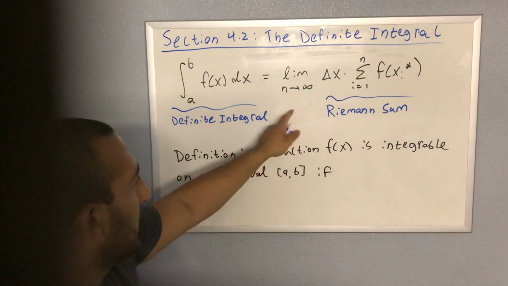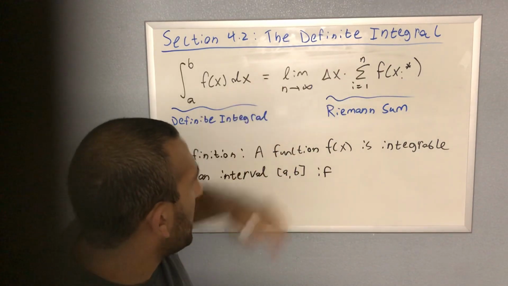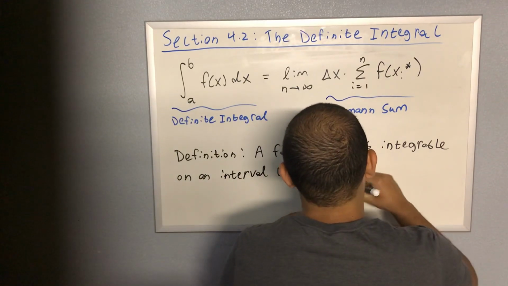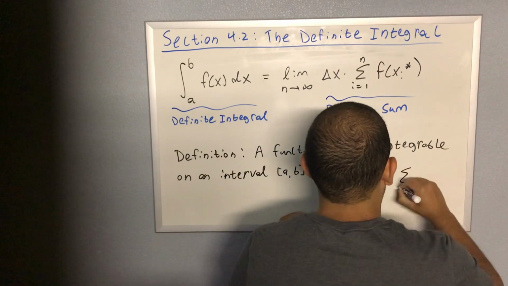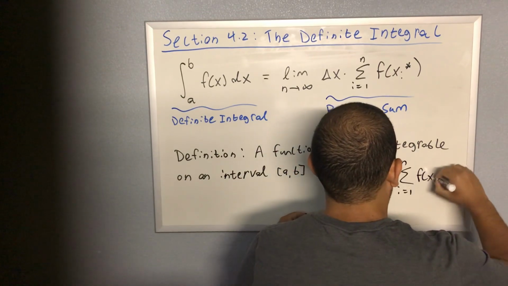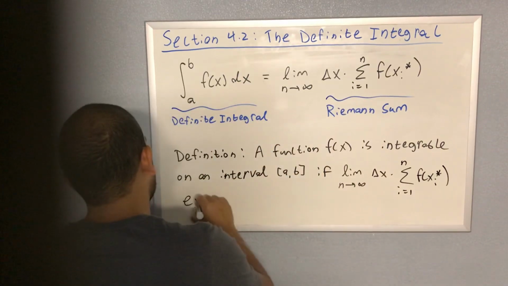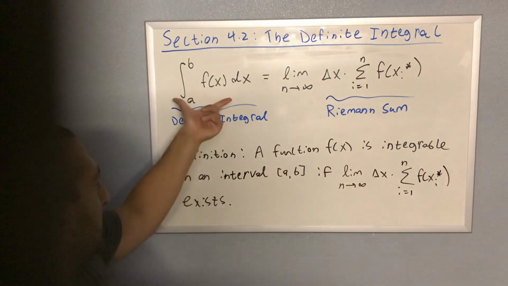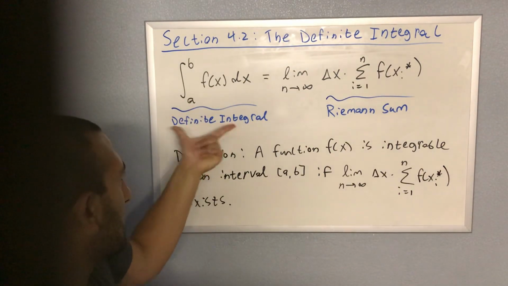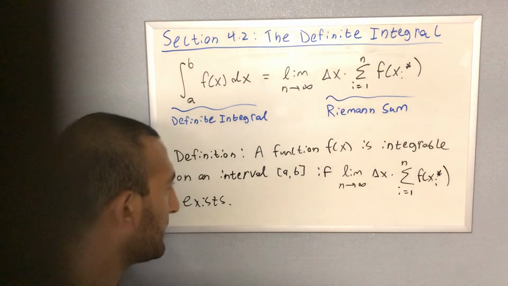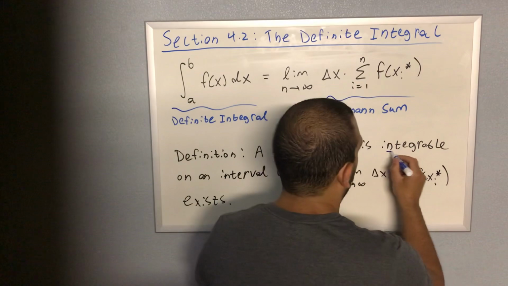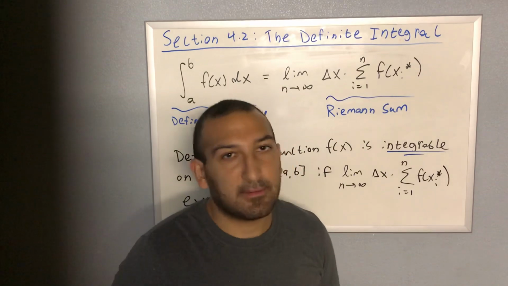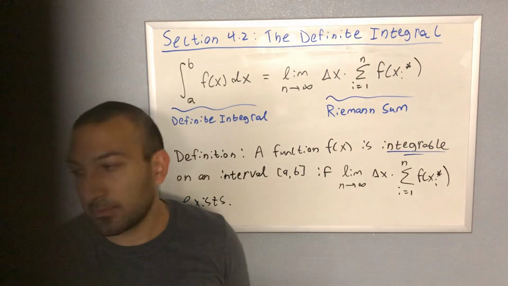So it basically means this Riemann sum, this limit as n goes to infinity, exists. If this limit exists, then this thing makes sense and we just write it with this symbol. And that is the value of the definite integral. So just like we have differentiable, we also have integrable. Now, it's a lot easier for a function to be integrable than it is to be differentiable.